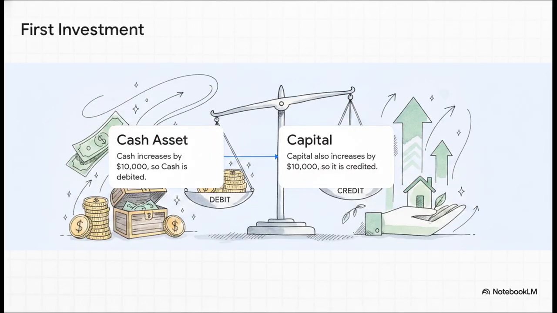Okay, so first up, your business just got a huge influx of cash. Cash is an asset, right? And as we just learned, assets increase with a debit. So boom, we debit cash for $10,000. But hold on, where did that value actually come from? Well, it came from you, the owner. That means your capital, which is an equity account, also goes up. And since equity increases with a credit, we credit capital for $10,000. One debit, one credit. The whole equation stays perfectly, beautifully balanced.